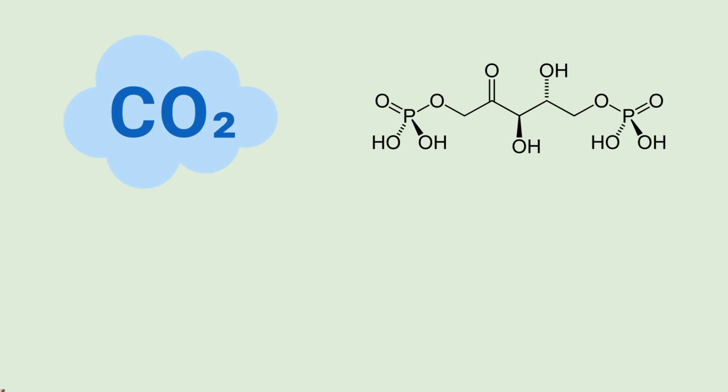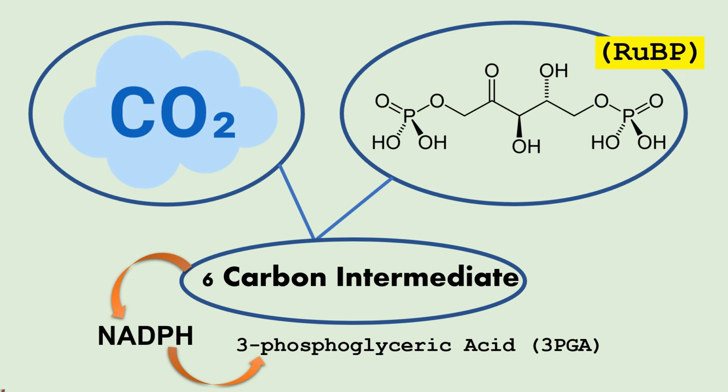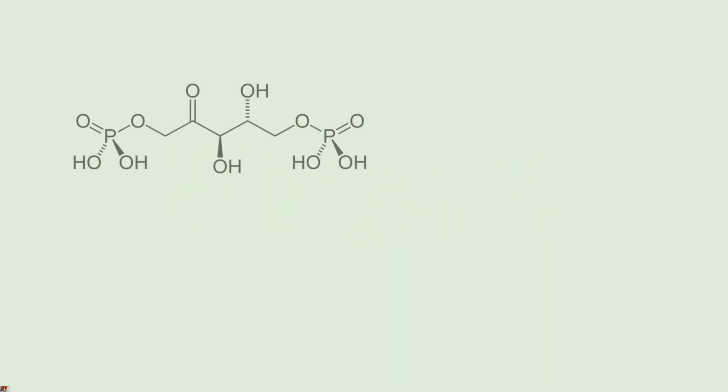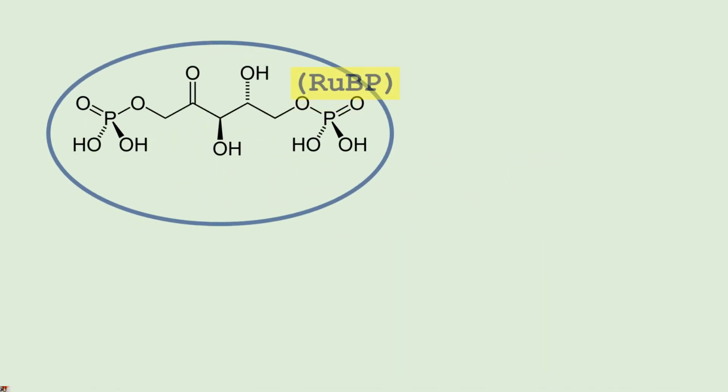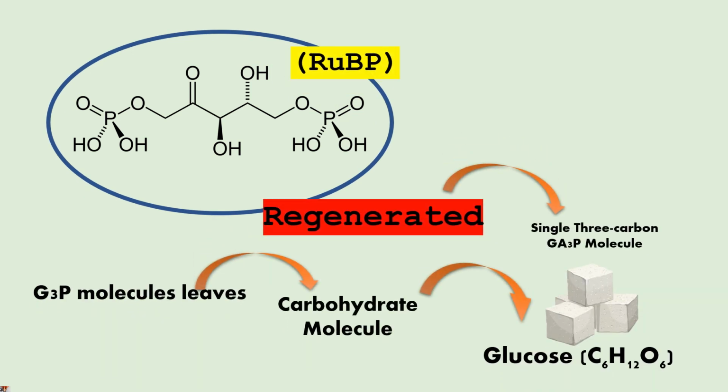The reaction between carbon dioxide and ribulose biphosphate produces a 6-carbon intermediate which decays almost immediately, using the electrons supplied by NADPH to form 2 molecules of the 3-carbon compound 3-phosphoglyceric acid. This is stage 2 of the cycle. And in stage 3, ribulose biphosphate, the molecule that starts the cycle, is regenerated so that the cycle can continue.